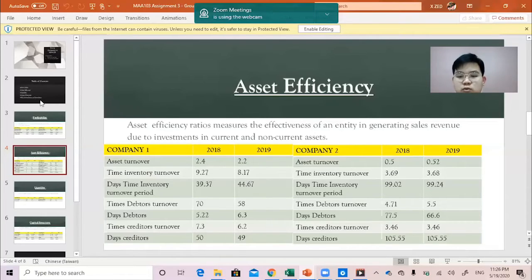Times creditor turnover shows how many times per year the company pays their creditors. The higher the times creditor turnover ratio, the shorter the period of time in paying their creditors, which means that company 1 is better than company 2.